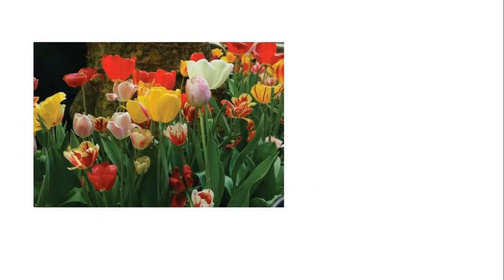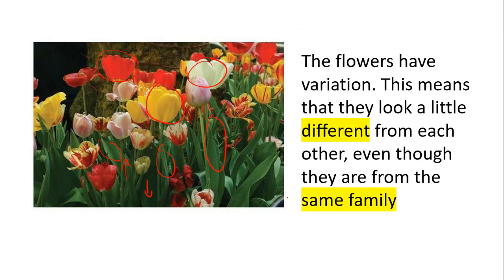If we look at these plants, we can tell that they are from the same family. They have the same shape, the same kind of leaf, but some are taller, some are shorter, and their color is different. We have a word for this. We call it variation. So when plants look a little different from each other, even though they are from the same family, we call this variation. So they are the same family, but they don't look exactly the same. They look a little different from each other.